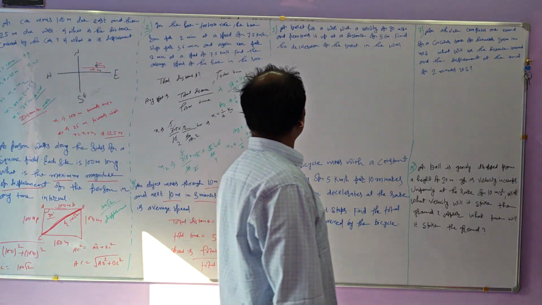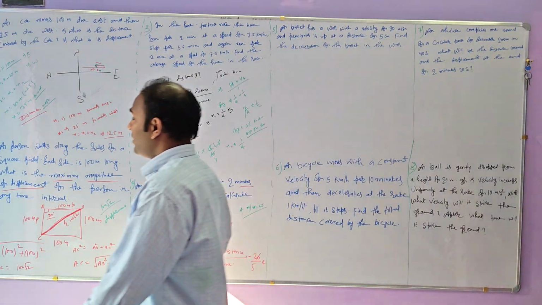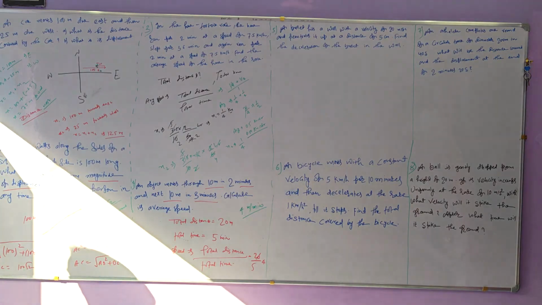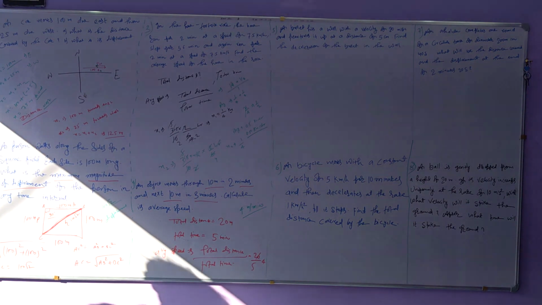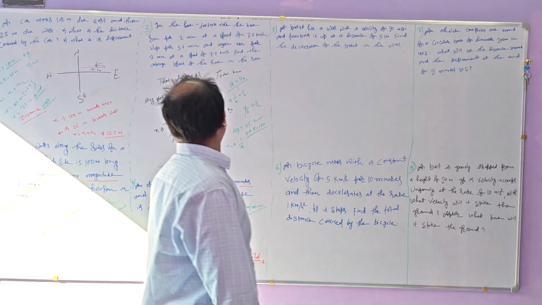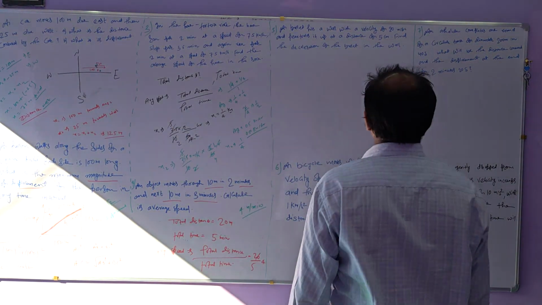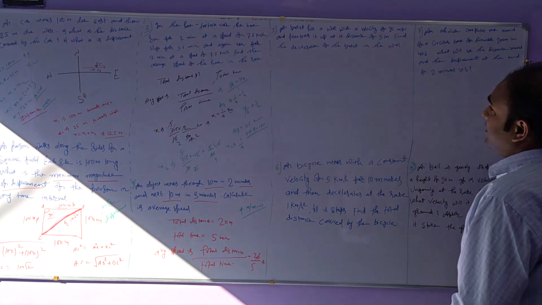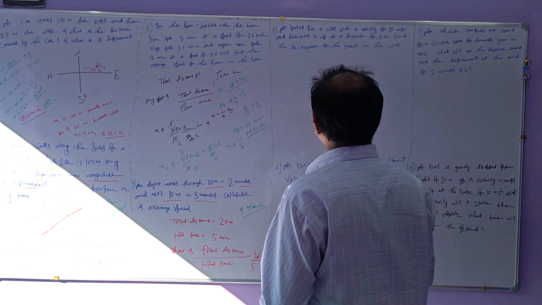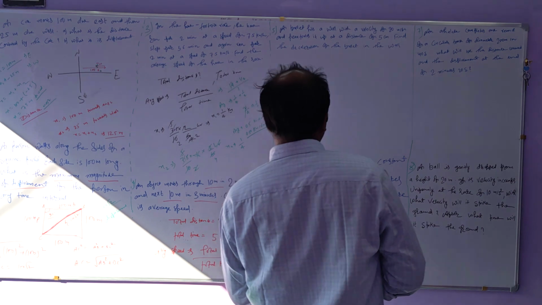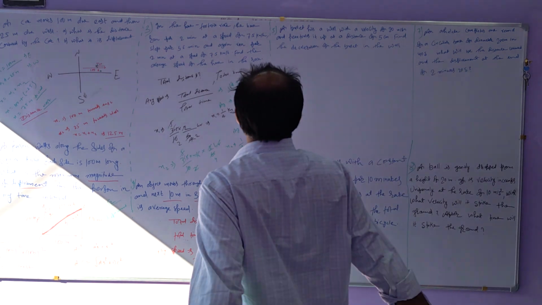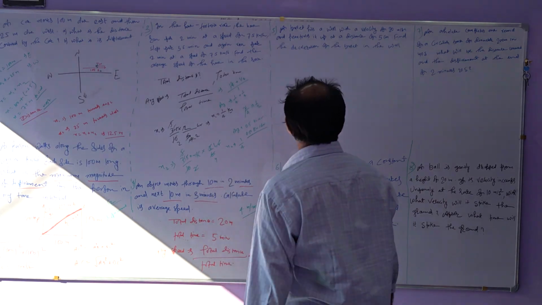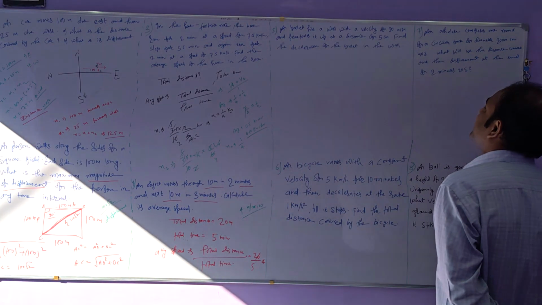Another question. A bullet hits a wall with a velocity of 20 meters per second and penetrates it to a distance of 5 centimeters. Find the deceleration of the bullet in the wall.